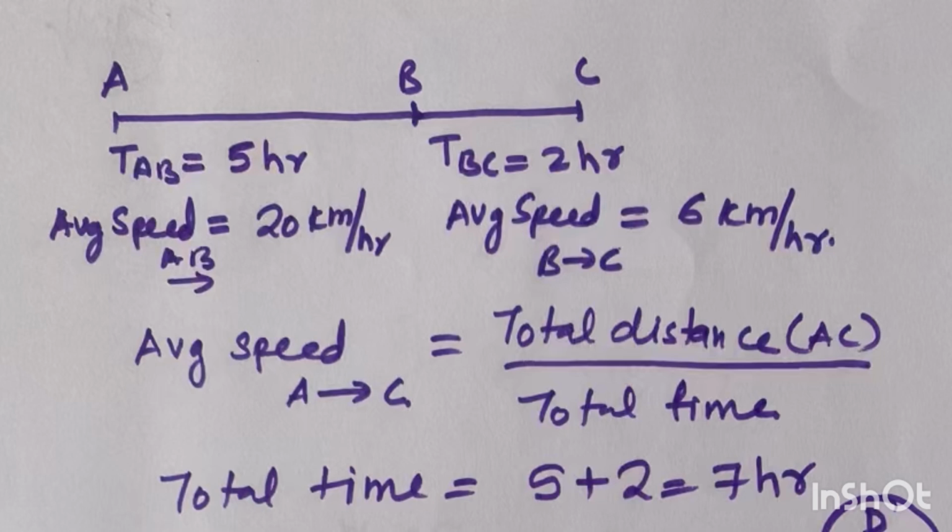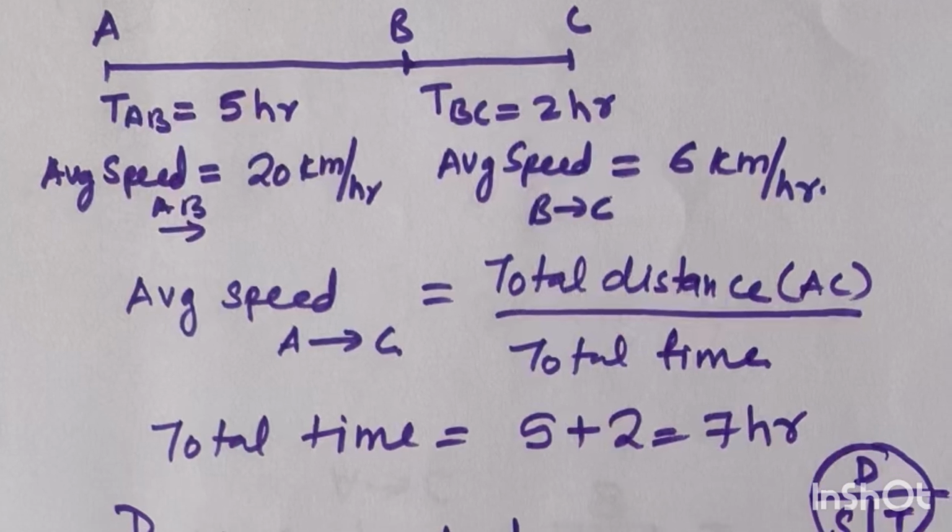Let's take another example. In this case, object is moving from A to B with average speed of 20 kilometers per hour and it takes 5 hours to reach B. Then it moves from B to C with average speed of 6 kilometers per hour and it takes 2 hours to reach C. You need to find average speed from A to C. Now average speed from A to C is equal to total distance, that is AC, divided by total time to move from A to C. Now in this case we have total time to move from A to C, which is equal to 5 plus 2, that is 7, because 5 hours he took to move from A to B and then 2 hours to move from B to C. So total time he will take to move from A to C is 7 hours.